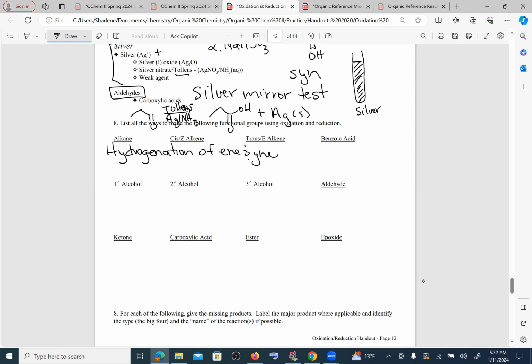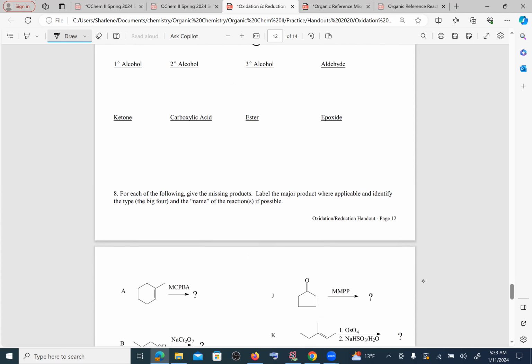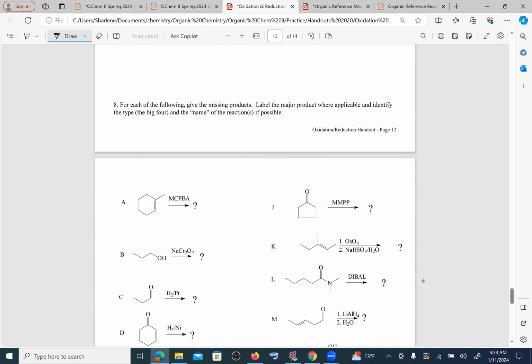Well, how many ways can you make cis or Z alkenes? How can you make the trans or E alkenes? This is basically the retro. This is the hardest because you either have to know it off the top of your head or you have to know where to look, which luckily you do have your reference sheets. I don't know why I put that problem first. Oh, yes, I do, because I wanted you to go look and get familiar with your reactions.